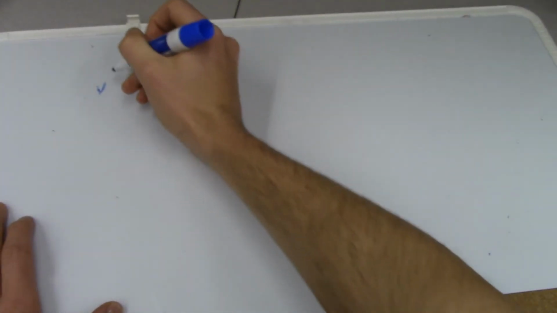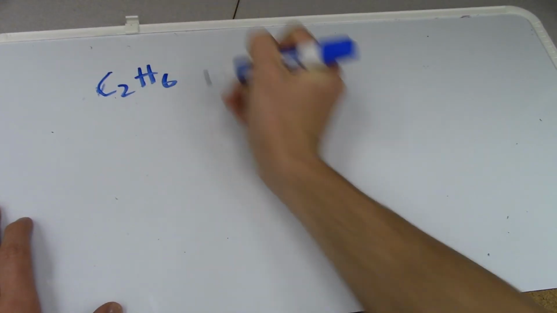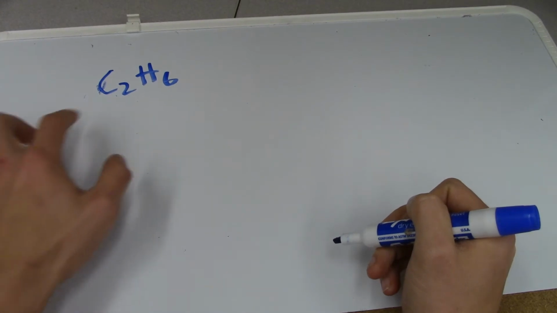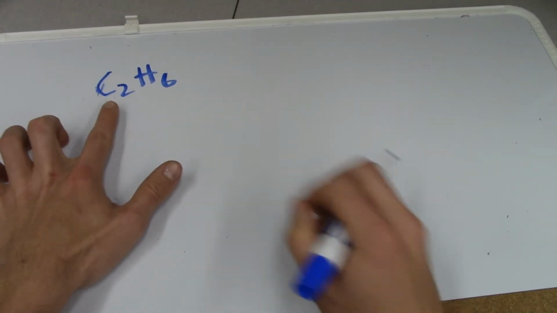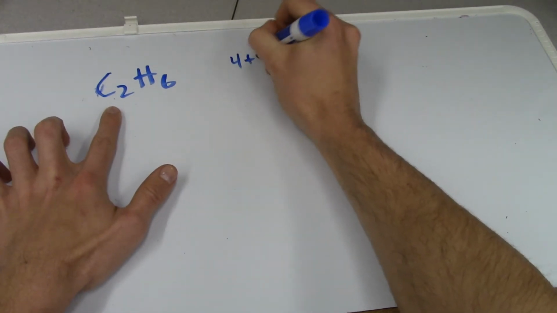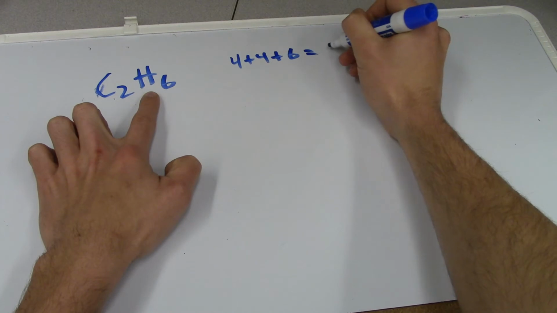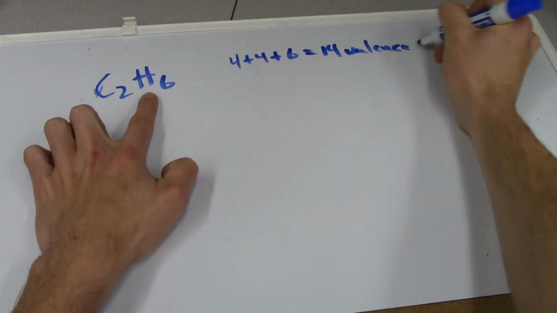What happens if you have a compound like ethane, C2H6? Well, let's go through the steps and find out. So I have 2 carbons. First step, I'm counting up total valence electrons. 2 carbons, 4 plus 4, and then each hydrogen has 1, so plus 6. That's equal to 14 total valence electrons.